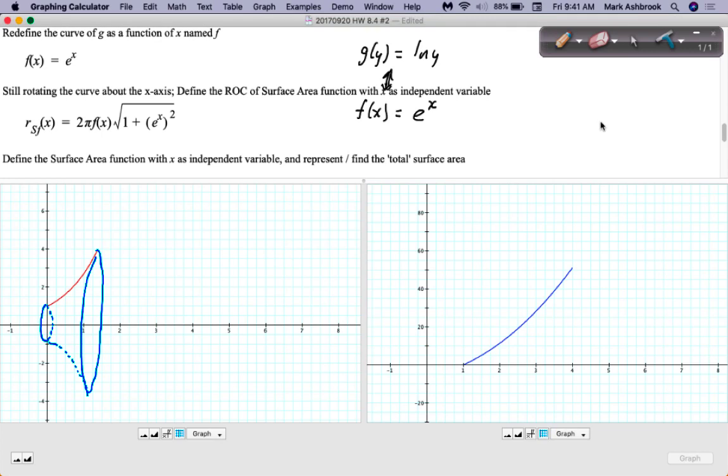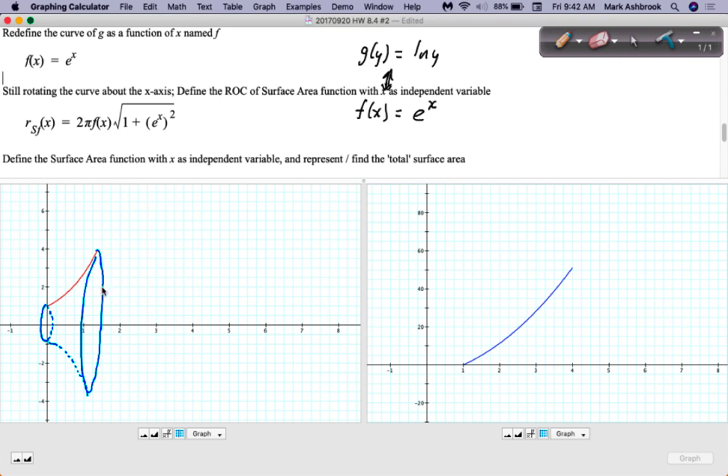So we were finishing up this one last time. Let's talk about it. What did we start with? This function right here. First we had x as a function of y, and that was x equals ln of y. That was the g function. And we said we're going to rotate that, from y from 1 to 4, around the x-axis and create a surface, right? That was like a funnel or like a horn, right? The bell of a horn.